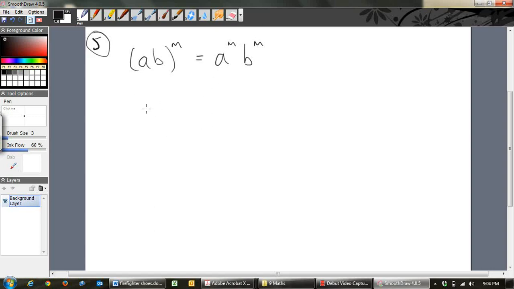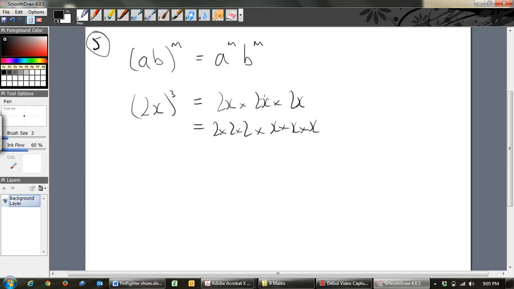And why does that happen? Well, let's just look at an example. Let's just say 2x to the power 3. What this means is 2x times 2x times 2x, because it's raised to the power 3. If you put the 2's together, 2 times 2 times 2 times x times x times x, that's what we're looking at here. And that's 2 cubed times x cubed, and that's what's happened here.